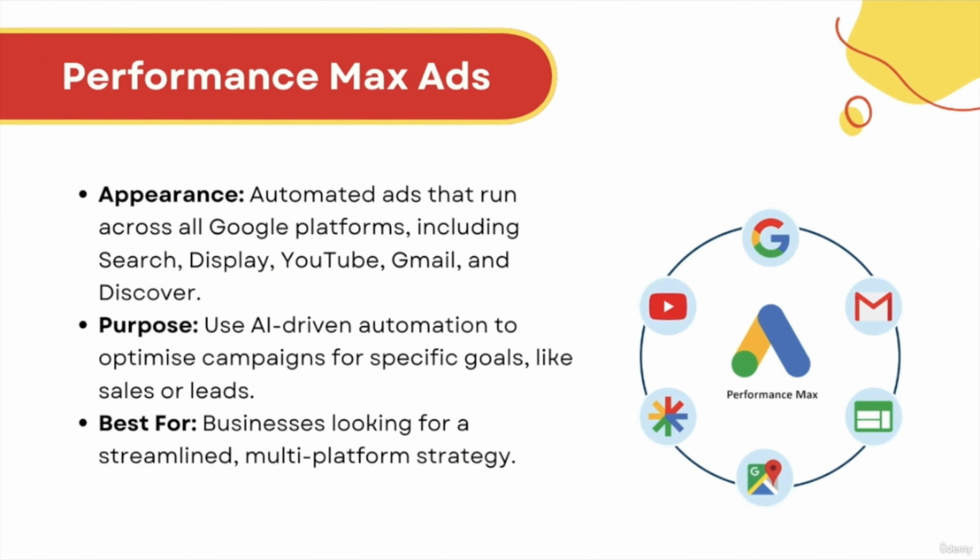Next, Performance Max ads. They are automated advertisements that appear across all Google platforms, including Search, Display, YouTube, Gmail, and Discover. This seamless integration ensures your message reaches users wherever they engage. The primary purpose of Performance Max ads is to utilize AI-driven automation to optimize campaigns tailored to specific goals, such as driving sales or generating leads. This allows businesses to achieve their objectives efficiently.